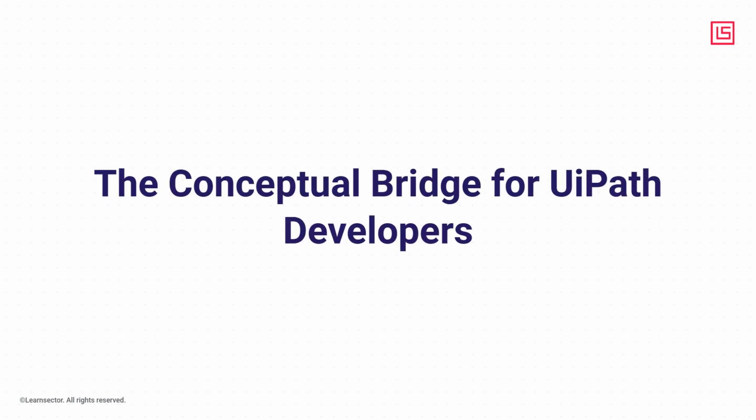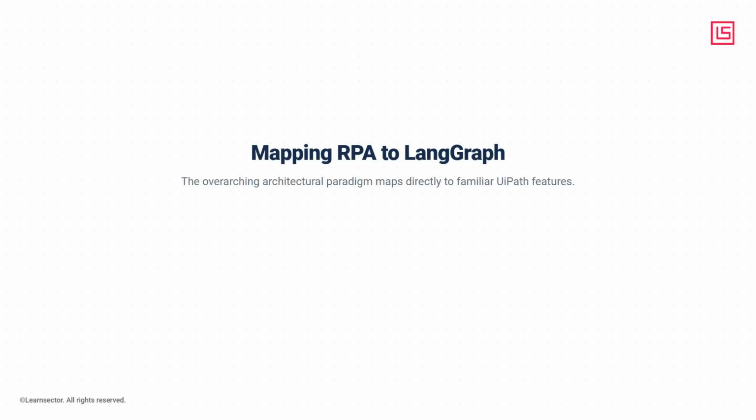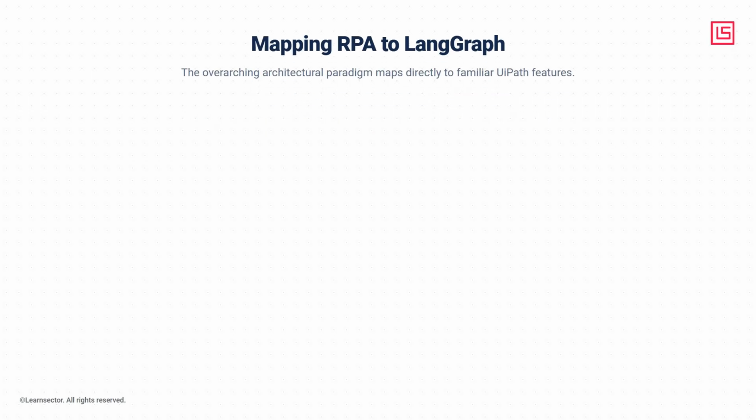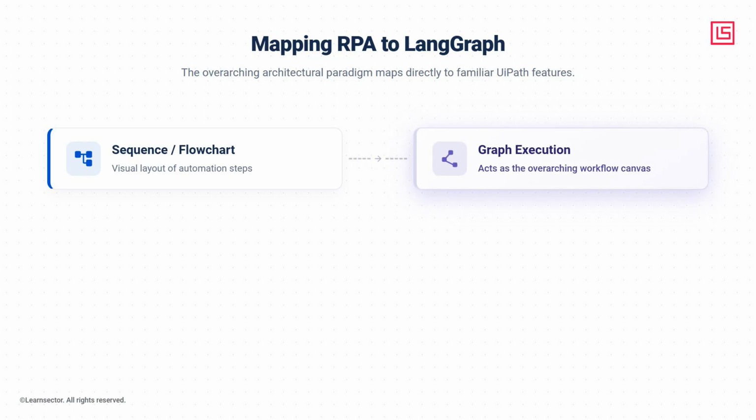Welcome back. Now that we understand the broad paradigm shift away from linear automation, we can map the foundational concepts you already know directly to the architecture of LangGraph. Grasping a new architectural paradigm is easier when anchored to familiar UiPath features. Think of a standard sequence or flowchart. In LangGraph, this maps directly to graph execution, serving as the overarching canvas where your workflow runs.